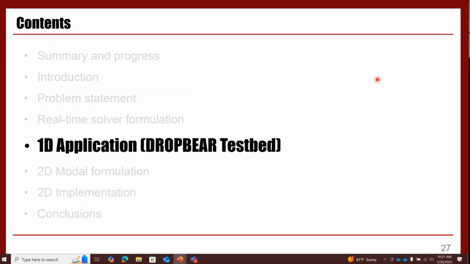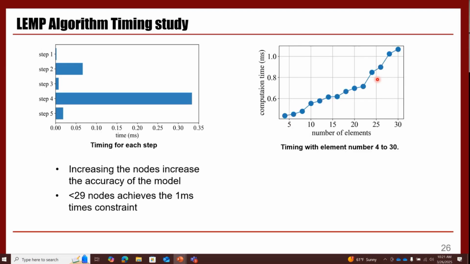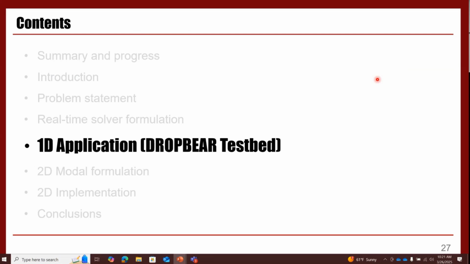So for this first work that we did, the solver was written in Python. So we transferred the solver from Python to C, and it became better. Now we apply the solver on the one-dimensional system, and I'll just share the approach we used.